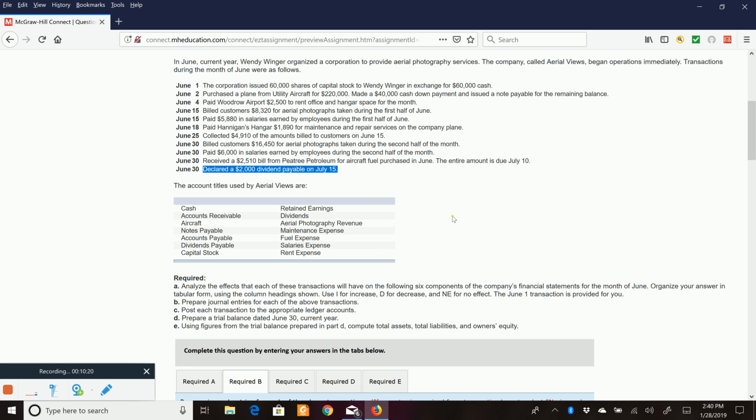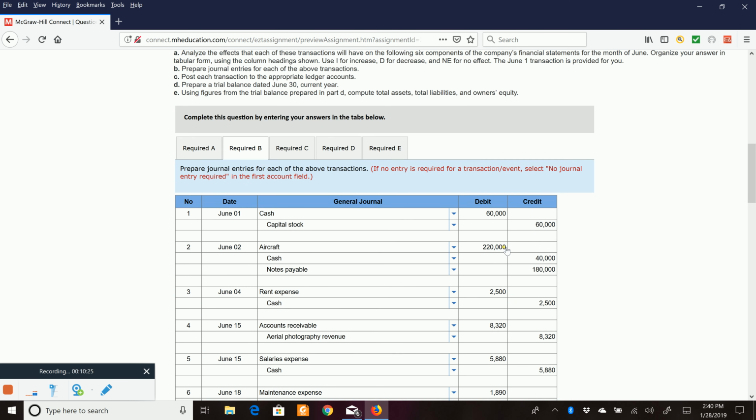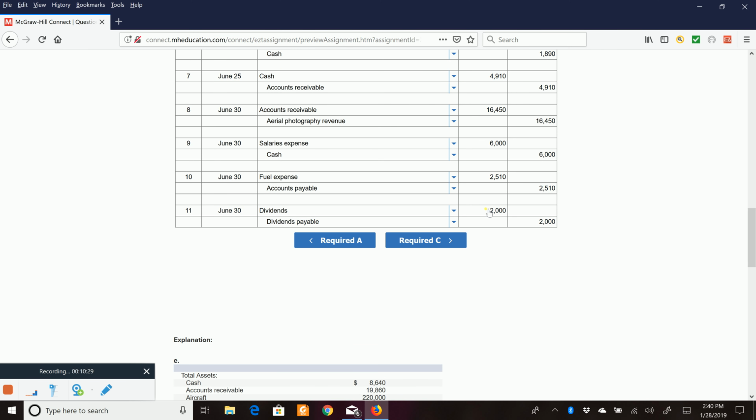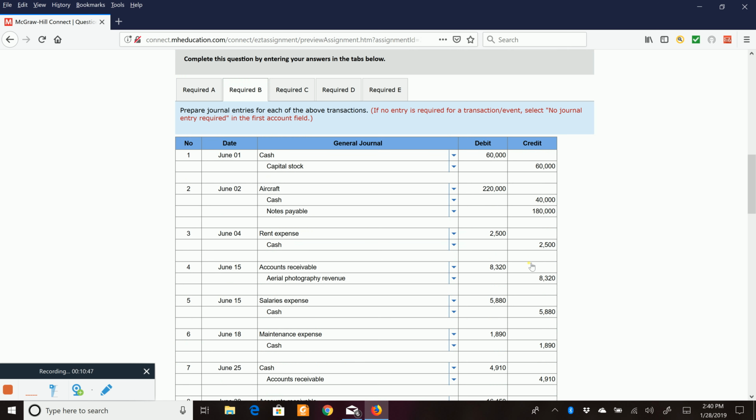They declared a $2,000 dividend on June the 30th. That is when the dividend is going to be recognized. And so we will debit a dividend account. And remember, the dividends will ultimately reduce the retained earnings account. And they work like expenses, but they're not expenses. So they're dividends. And we didn't pay for it just yet, so we're going to increase this liability called dividends payable.